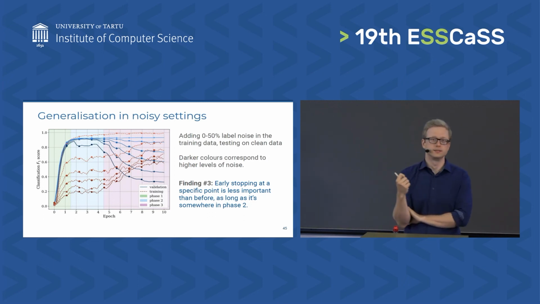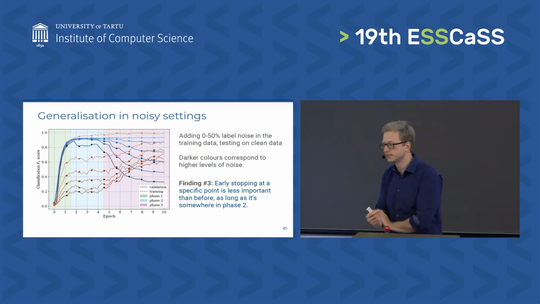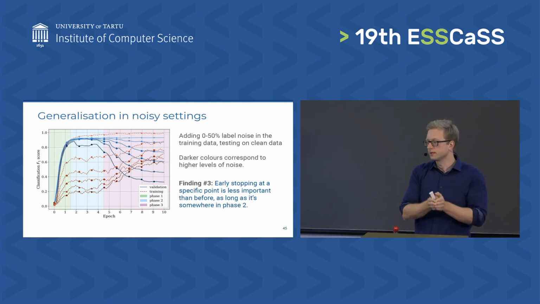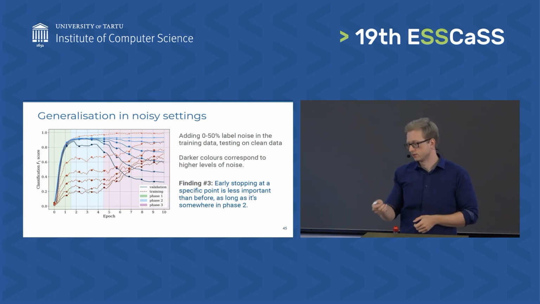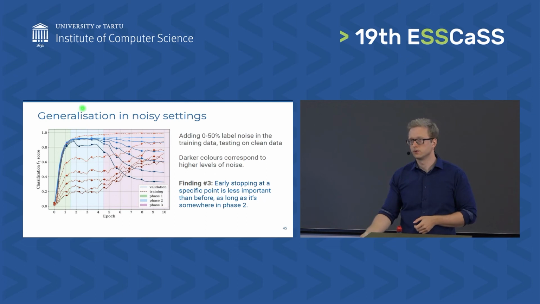It used to be that we would regularly evaluate our models on the development set and try to find the very best point for stopping. This result indicates that as long as we're stopping somewhere in the second stage, it's not as important anymore because we're getting very similar performance.